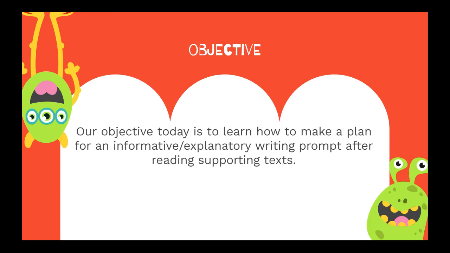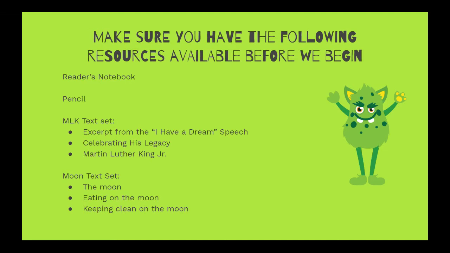supporting texts. Now, before we get started, I want you to make sure that you have everything that you're going to need for today's lesson. You'll need your reader's notebook, you'll need your pencil, you'll need a text set with 3 passages about Martin Luther King, and you'll need a text set with 3 passages about the moon. Make sure you have those. If you need to stop the video and get them ready, go ahead and do that and start the video again when you're ready.